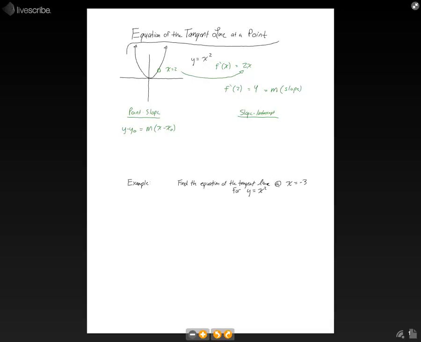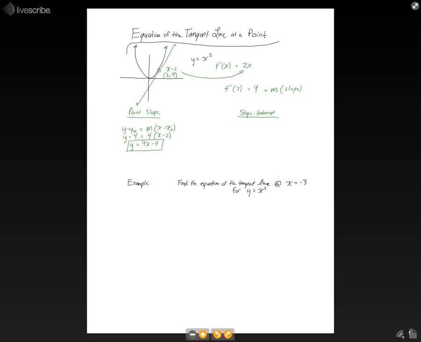Now, in order to do this, we need to know the coordinates of that point. The coordinates of that point are 2, 4. So, we're going to plug in the things that we know. We know that the y-coordinate of that point is 4. We know the slope is also 4. And we know the x-coordinate of that point is 2. Now, when we simplify, we'll get y equals 4x minus 4. And that is the equation of this line, our tangent line.